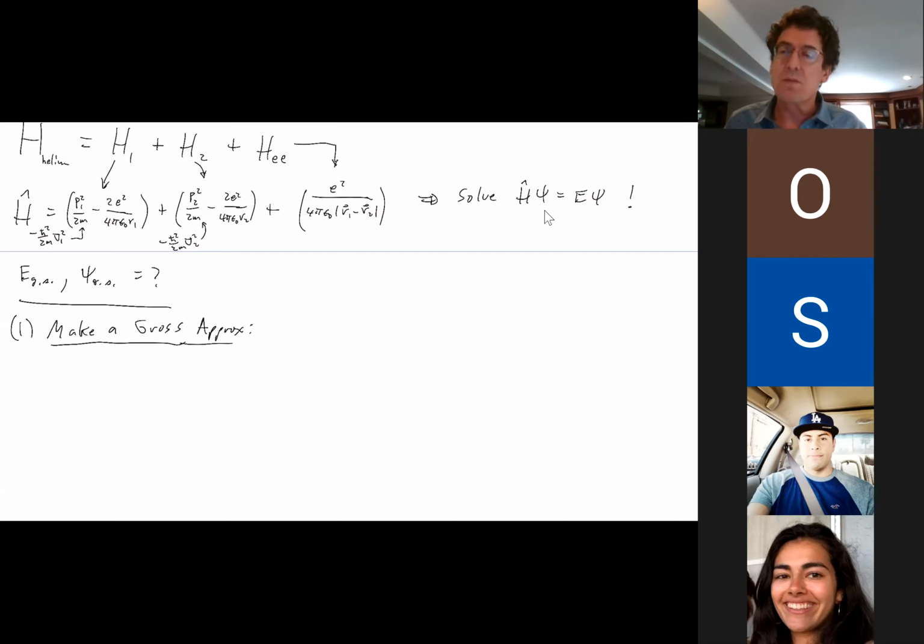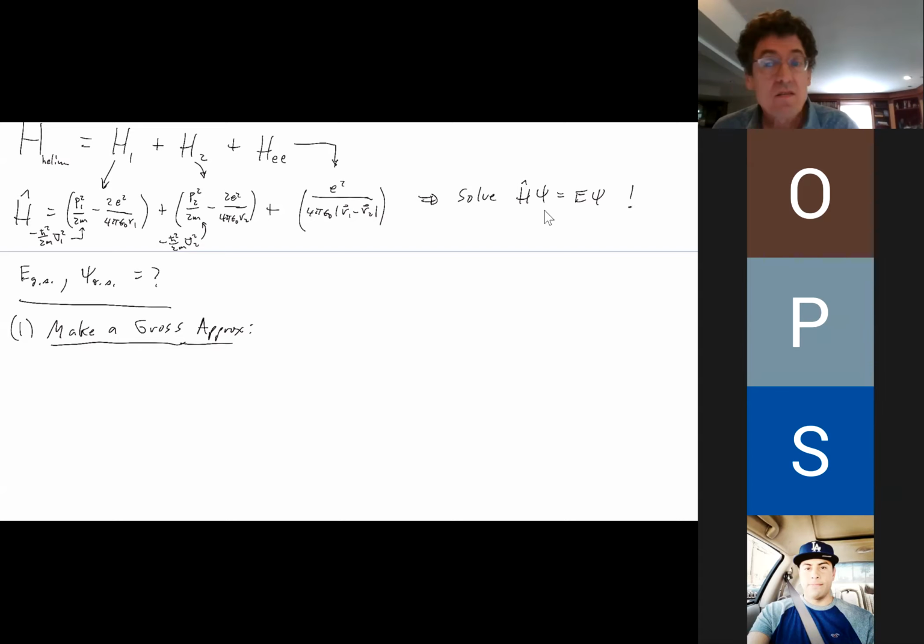So what is the most gross approximation we can make? Somebody tell me. Can I just throw out the interaction between the electrons? Yes, exactly. Set the interaction term as 0. That's exactly right. That's it.